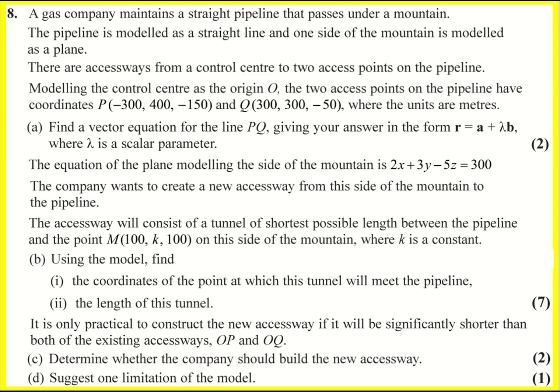Pretty input vectors question here. So a gas company maintains a straight pipeline that passes under a mountain. The pipeline is modeled as a straight line, and one side of the mountain is modeled as a plane. There are access ways from a control center to two access points on the pipeline.